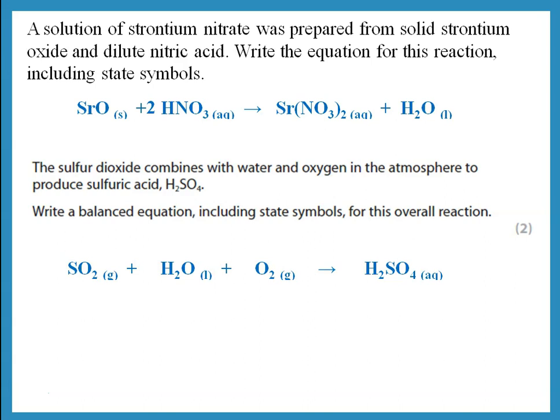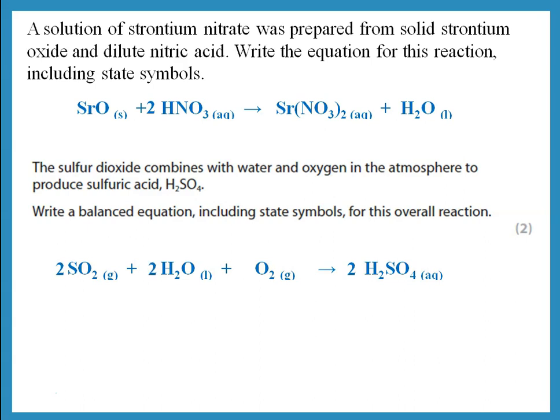So how many sulfur before the arrow? 1. How many sulfur after the arrow? 1. How many hydrogens before the arrow? 2. How many hydrogens after the arrow? 2. So far so good. But the oxygens, how many oxygens before the arrow? I have 2 plus 1, that's 3, plus 2, that's 5. So I have to increase the ones after the arrow. That means that now I have ruined the hydrogen and ruined the sulfur, so I need to fix that.